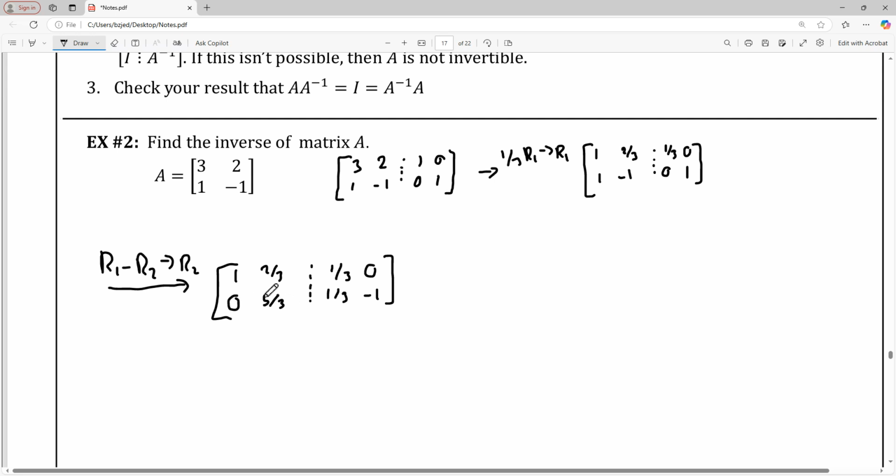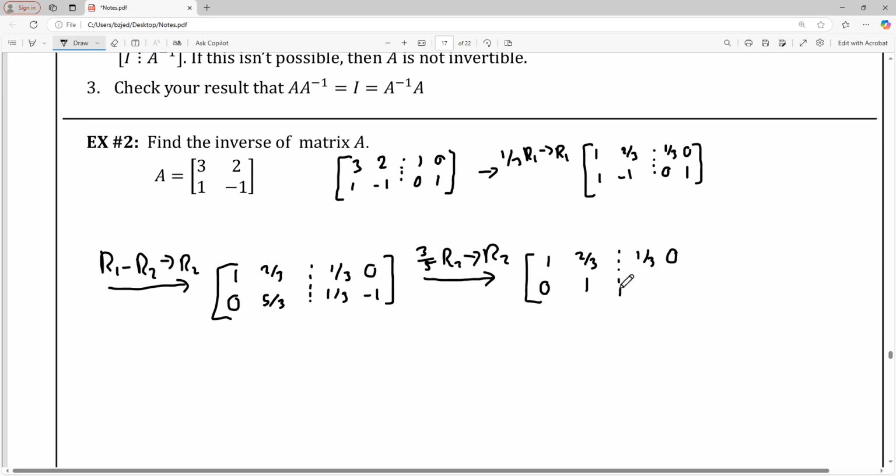Now our next goal is to turn this number here into a 1. We want to somehow turn 5/3 into a 1. The way I'm going to do that is I'm going to multiply 5/3 by 3/5. If I do 3/5 times row 2 and put it in row 2, that will turn this element here into a 1. My row 1 I'm not touching right now. So it's 1, 2/3. There's my augmentation. I have 1/3 and I have 0. I'm going to multiply each element here by 3/5. So 0 times 3/5 is 0. 5/3 times 3/5 is 1.